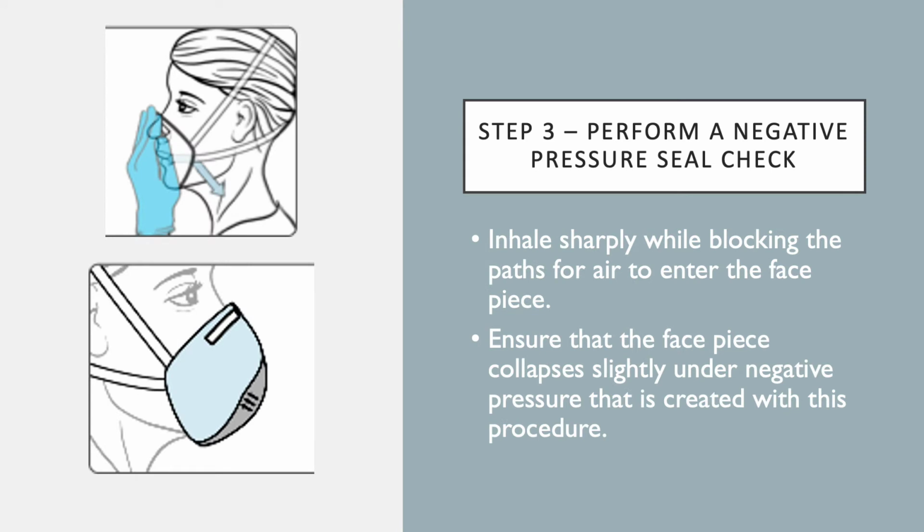Once you get past the positive pressure seal check, perform a negative pressure seal check. Inhale sharply while blocking the paths for air to enter the face piece. Ensure that the face piece collapses slightly under the negative pressure that is created with this procedure. Again, if it doesn't collapse slightly under that negative pressure, redo the seal, recheck the seal, and try again.